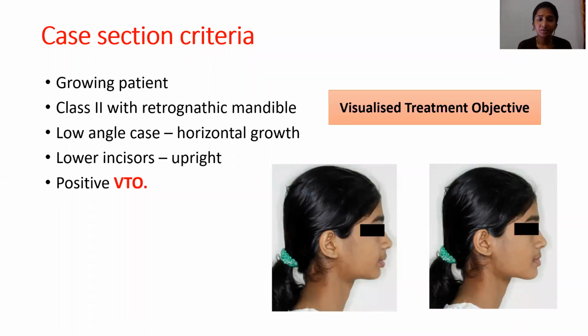So when the profile improves, it means it is a positive VTO, and when the patient is advancing the mandible and if the profile is getting worsened, it means that the VTO is negative. So only when there is a positive VTO, it is an indication that you can give a functional appliance.